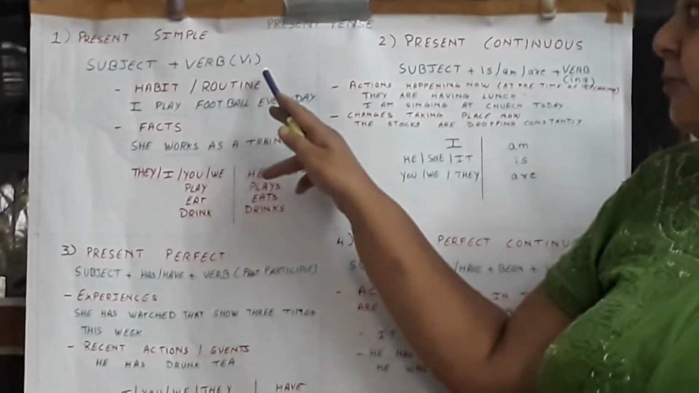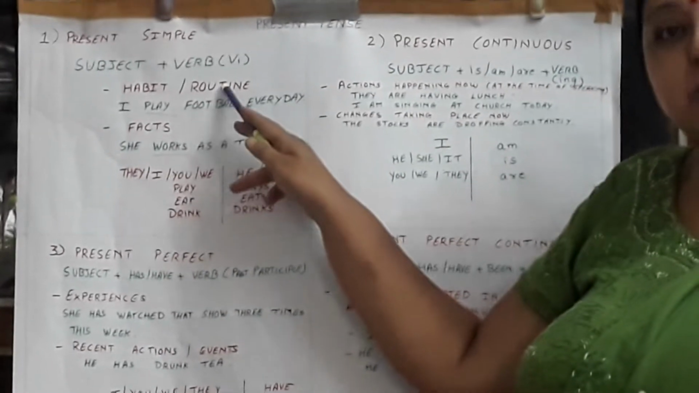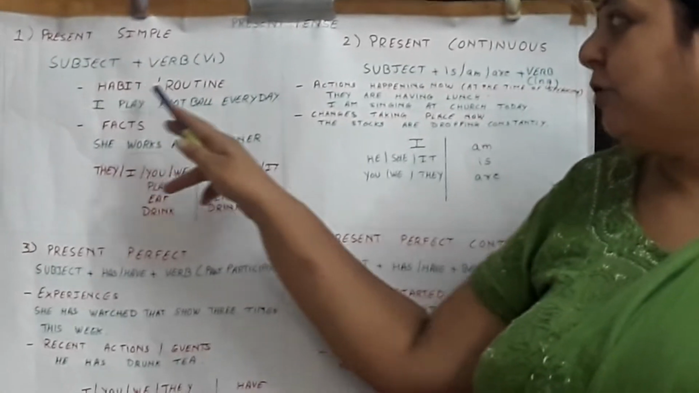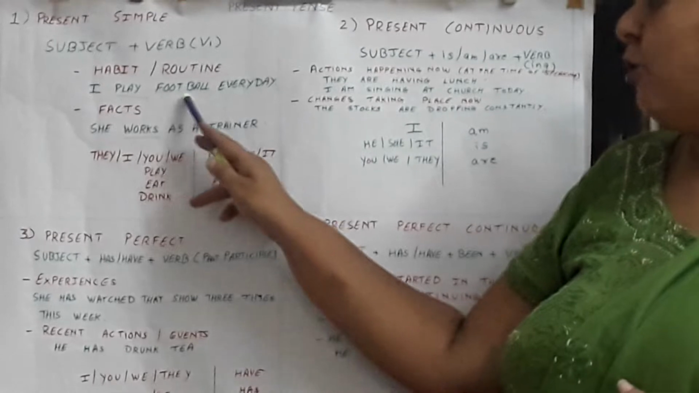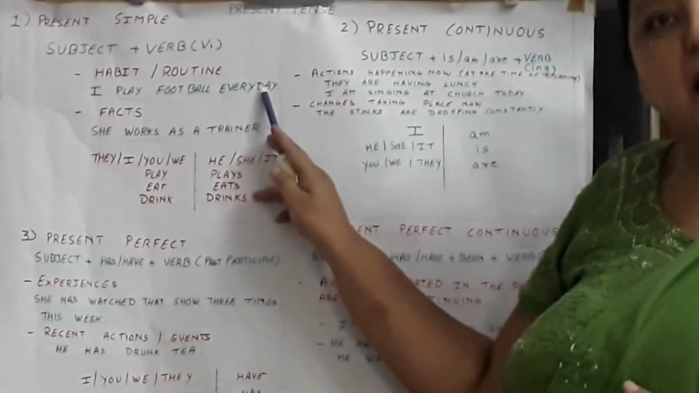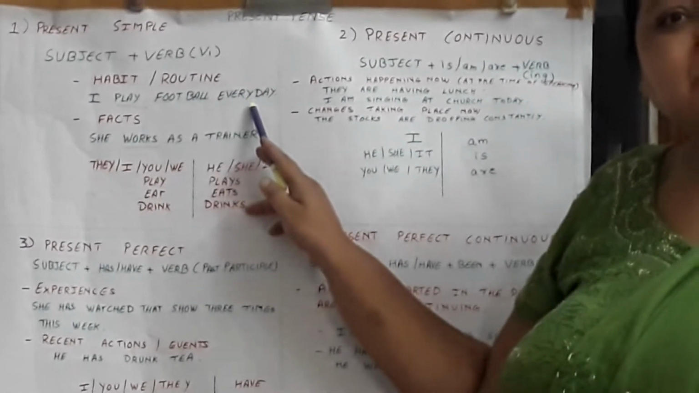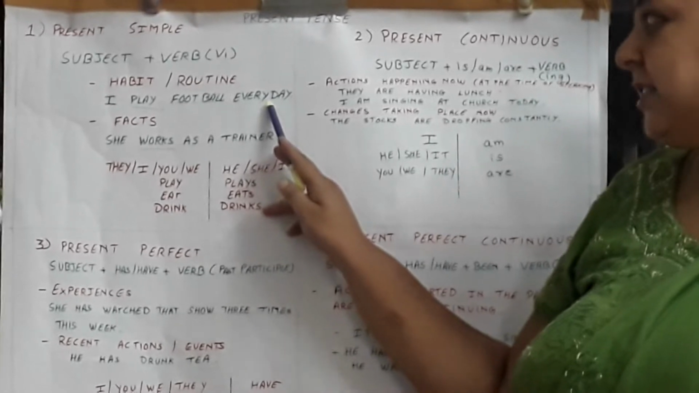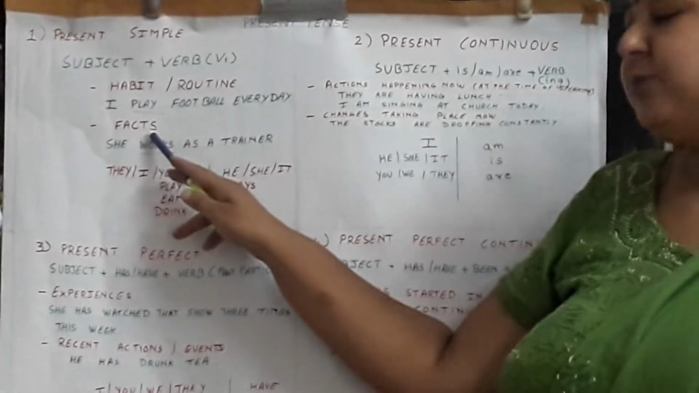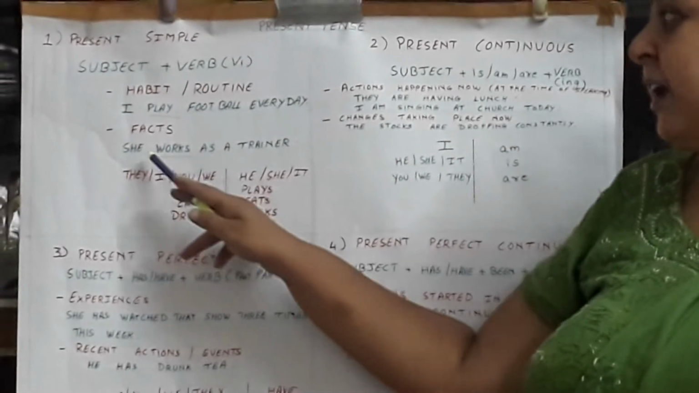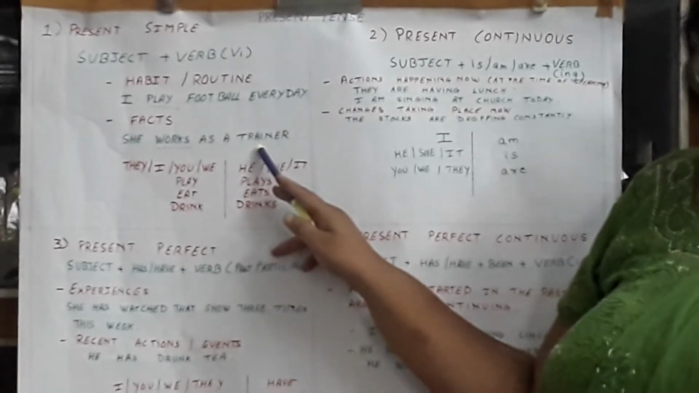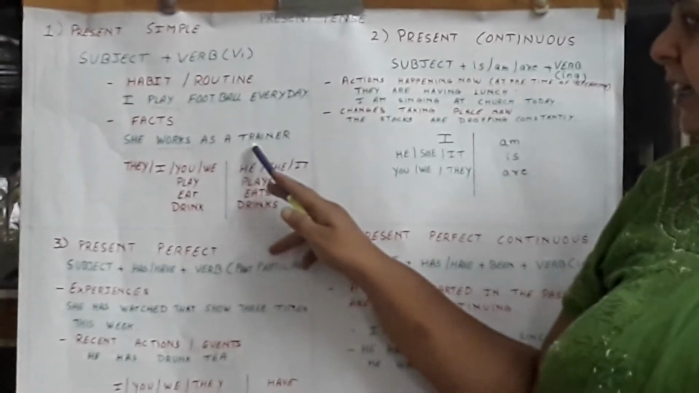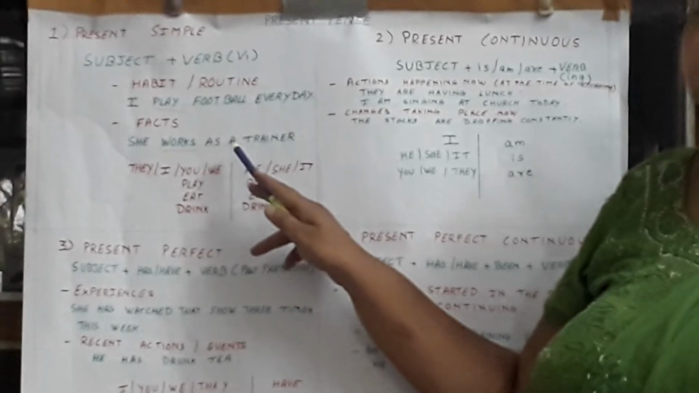We use present simple tense when we are talking about a routine or about our habit. For example, I play football every day. So this is my habit, it's my routine. In such cases we use present simple tense. The other case is facts, like she works as a trainer. This is the fact of her life. So again in such cases we use present simple tense.